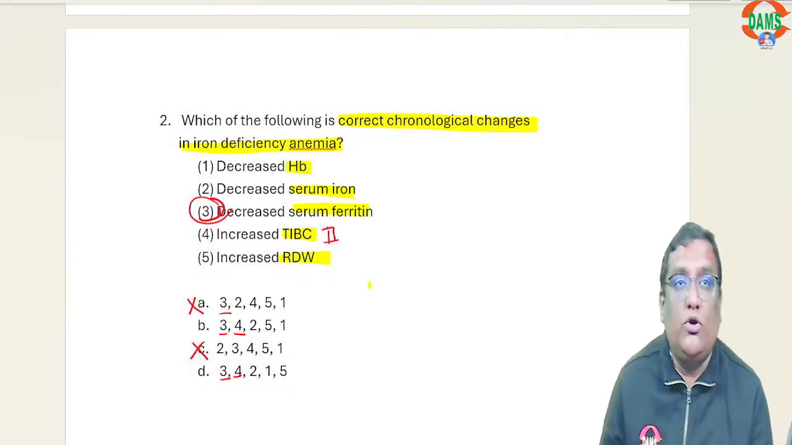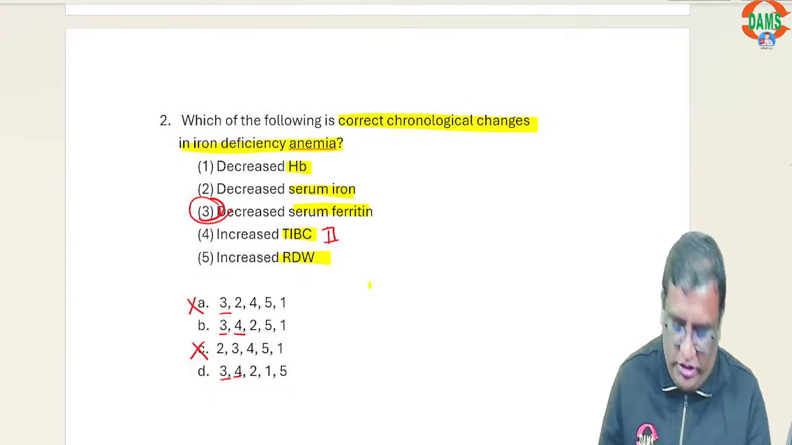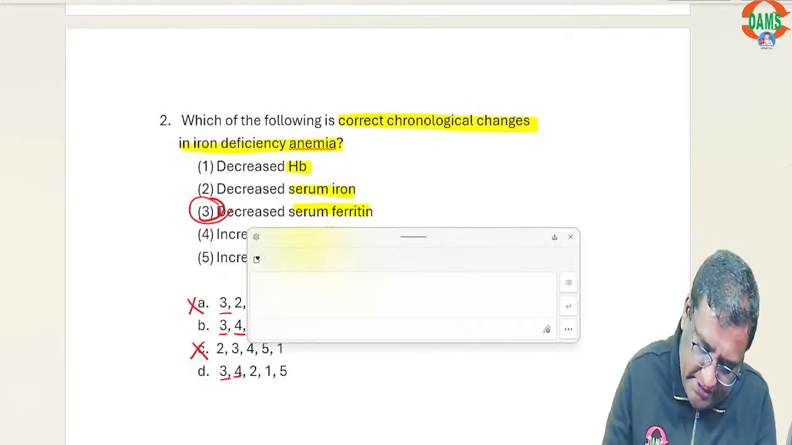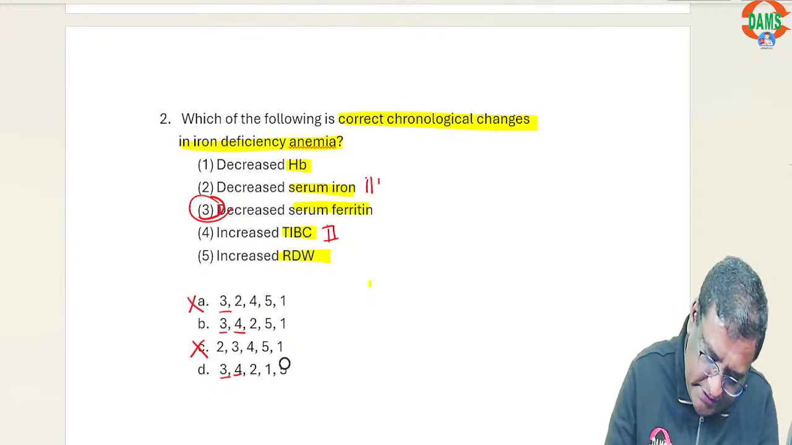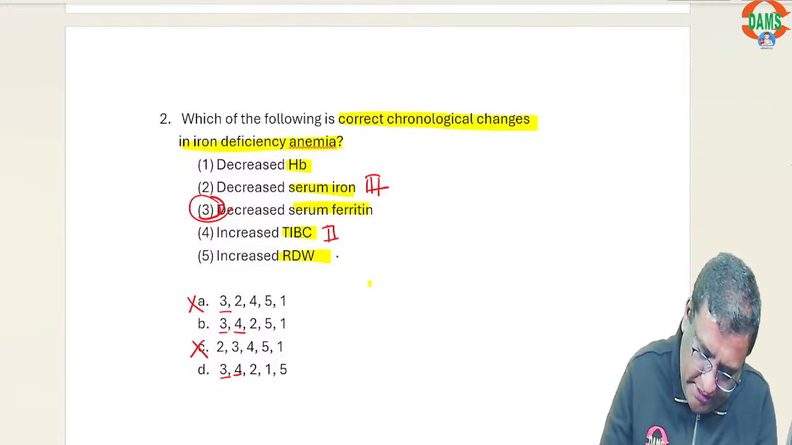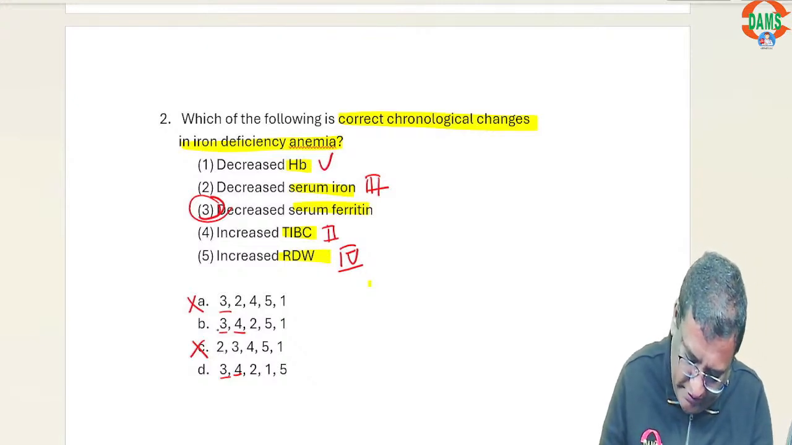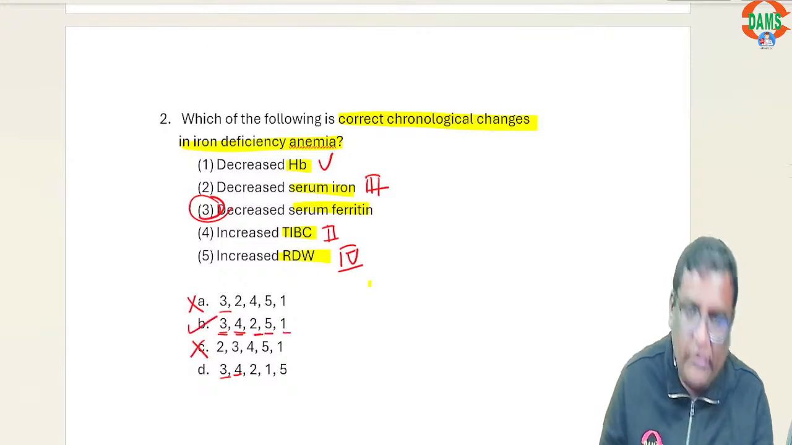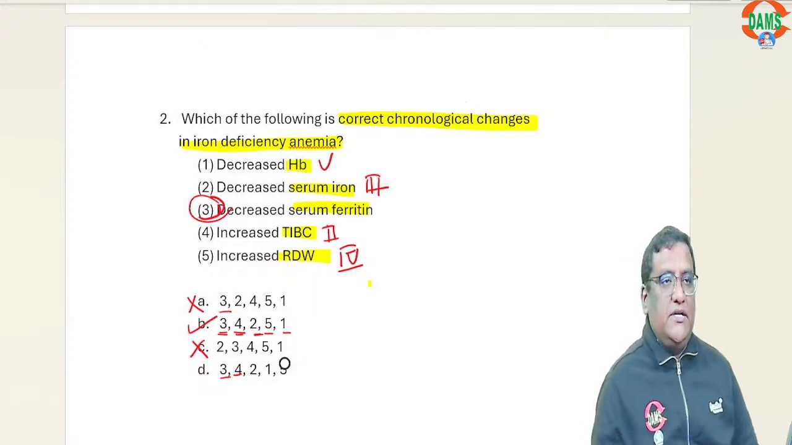So your A is also ruled out. After 3, it will be 4. Then A is also ruled out. Then after that, when TIBC increases, after that, serum iron will decrease. And then there will be increase in RDW. And then finally, there will be decrease in hemoglobin. So basically, it will be 3, 4, then 2, 5, and 1. Correct. Very good. Answer is option B. Option B is the correct answer.